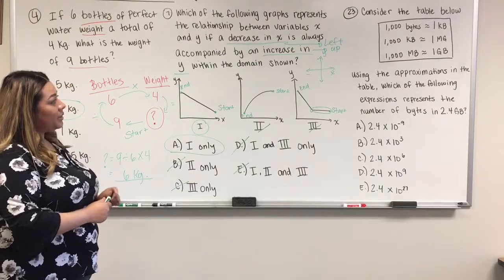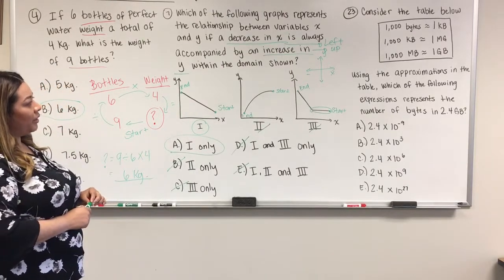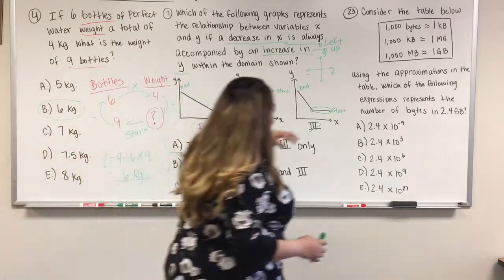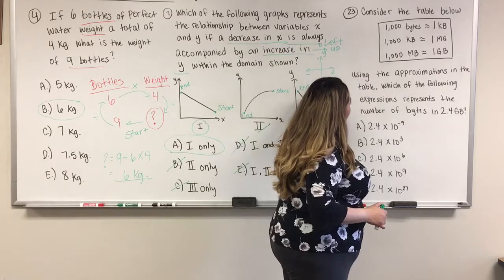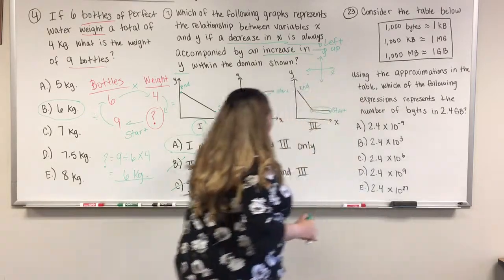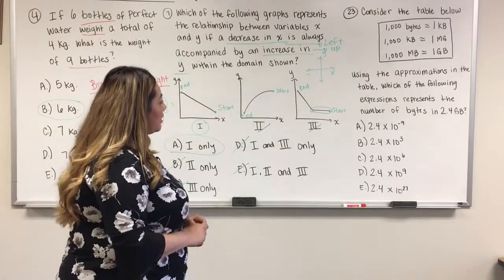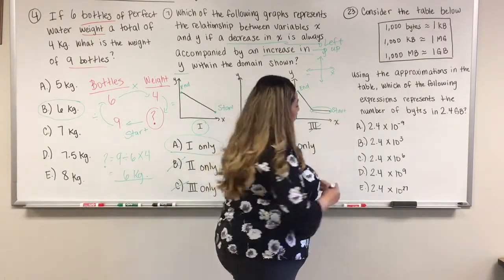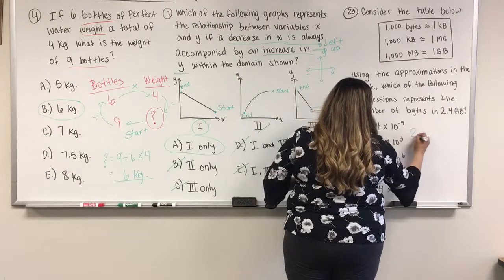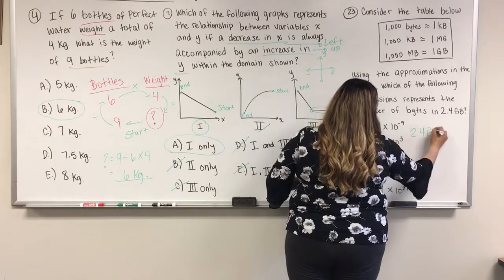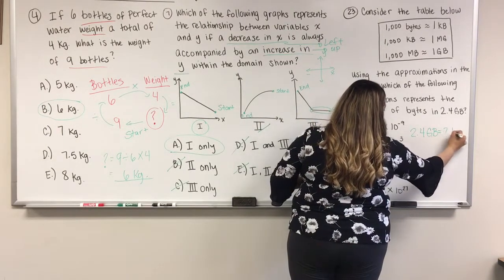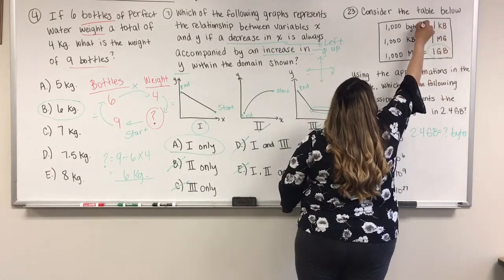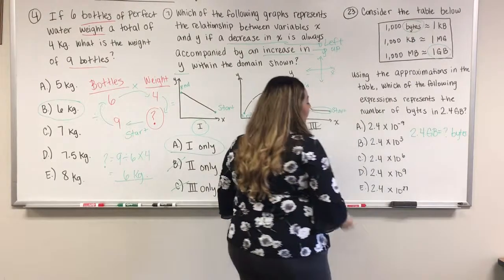Now for 23, it says consider the table below. So 1,000 bytes is equal to 1 kilobyte. 1,000 kilobytes is equal to 1 megabyte, and 1,000 megabytes is equal to 1 gigabyte. So we're going to be using the approximation in the table. Which of the following expressions represents the number of bytes? So we want to go from 2.4 gigabytes is equal to how many bytes? So we're going from here all the way to here.